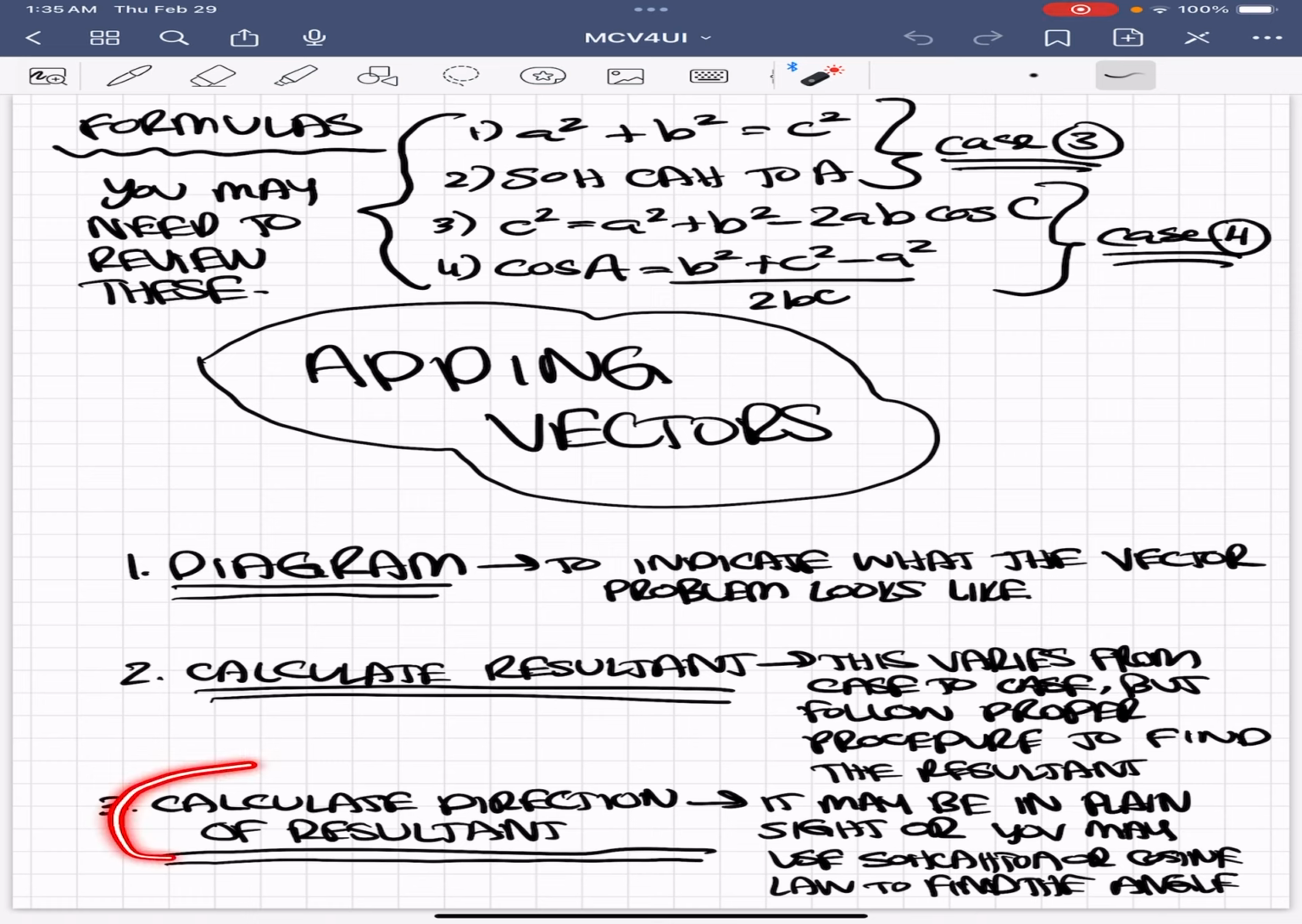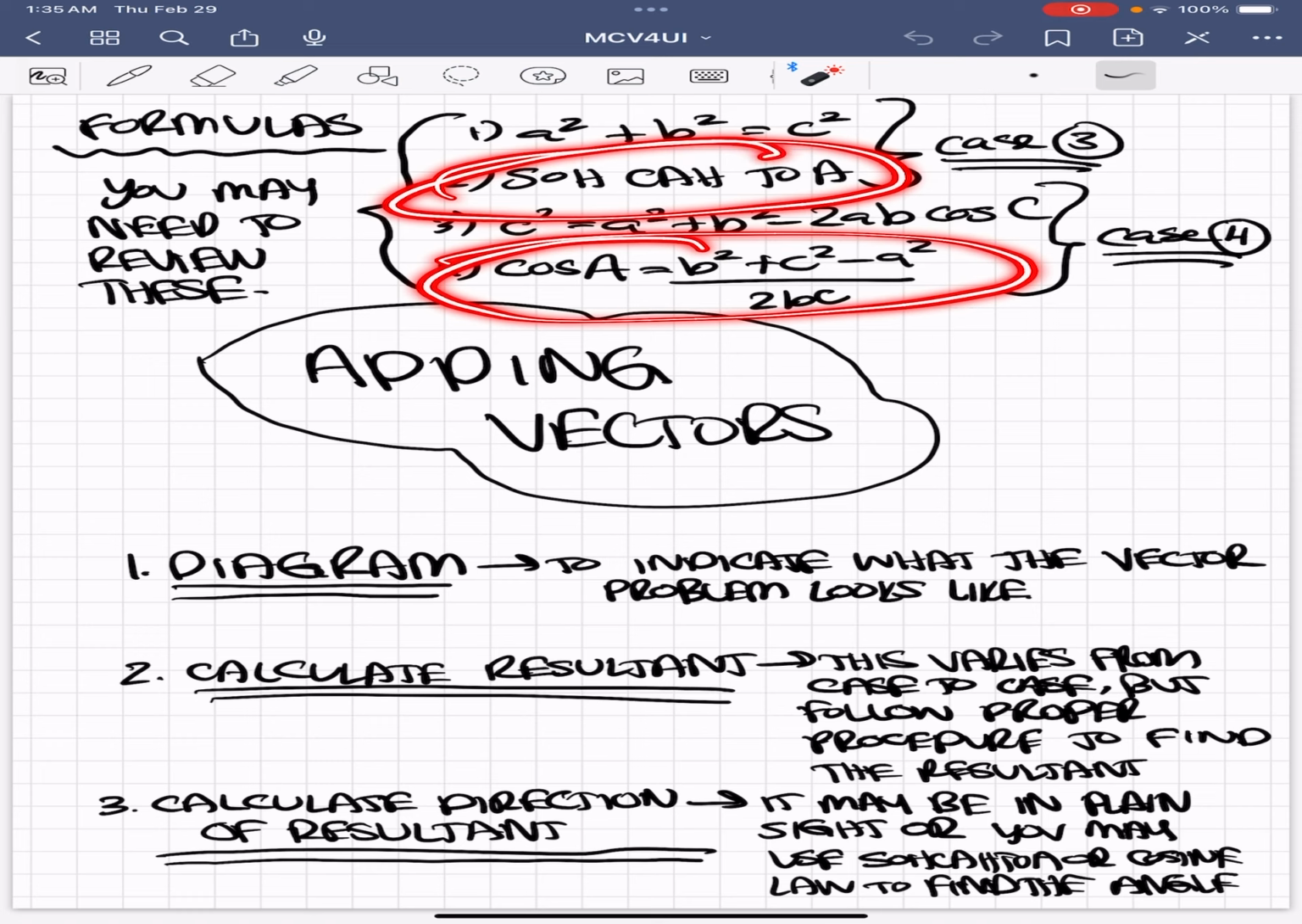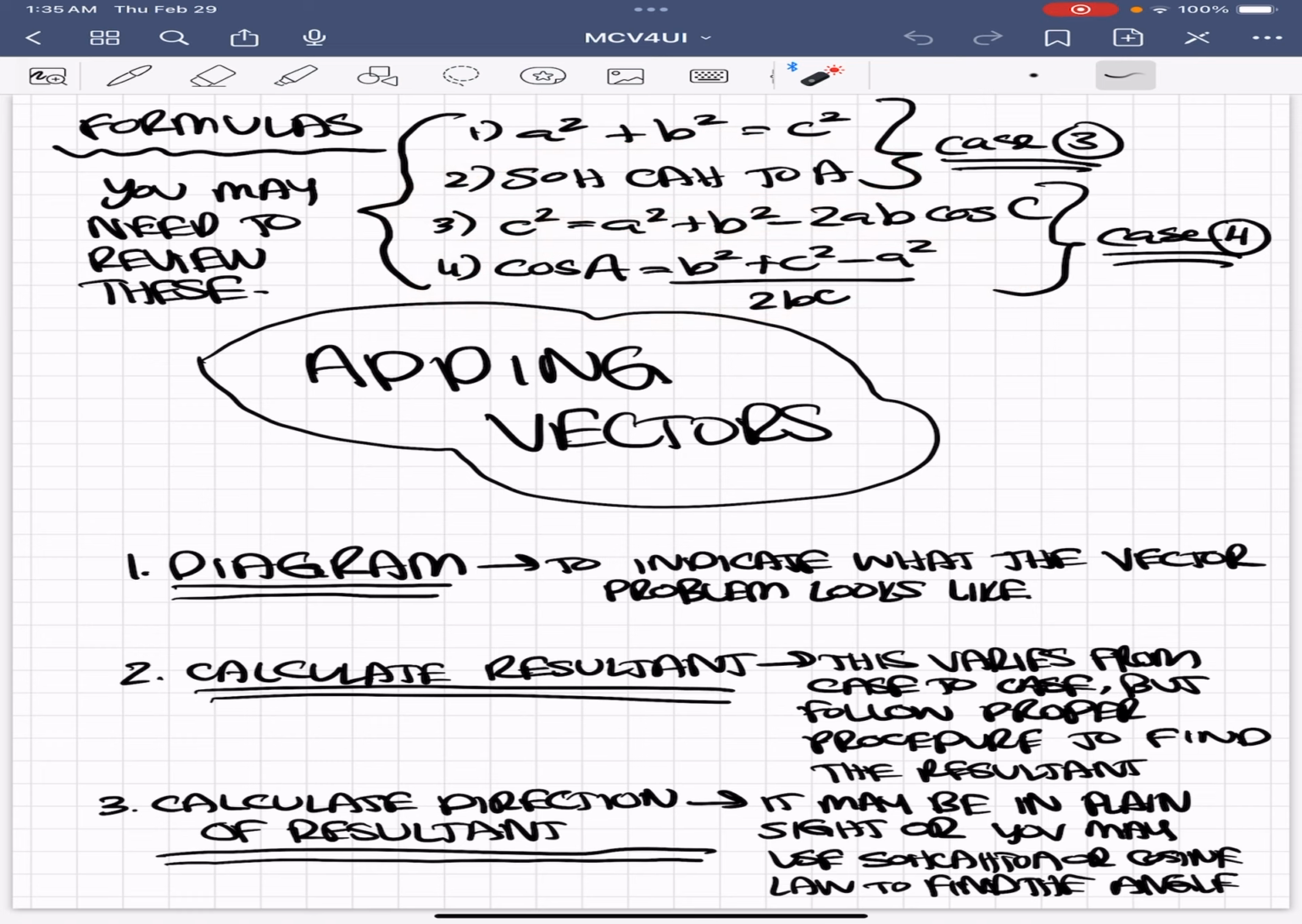Calculate the direction of the resultant. So this could be in plain sight, in which you can say it goes east, or it goes north, or it goes northeast, or something similar to that. Or you have to use SOHCAHTOA or cosine law to find the angle. So you're going to be using this formula or SOHCAHTOA to find the angle. So it varies from problem to problem.